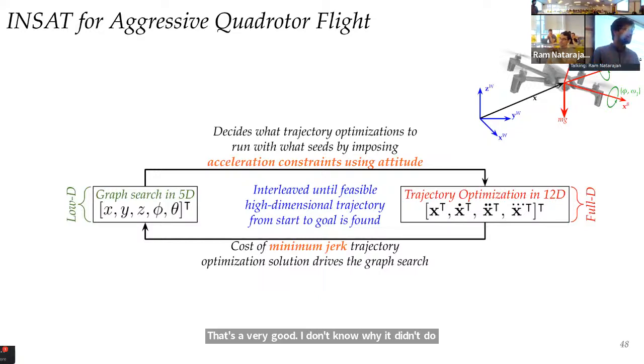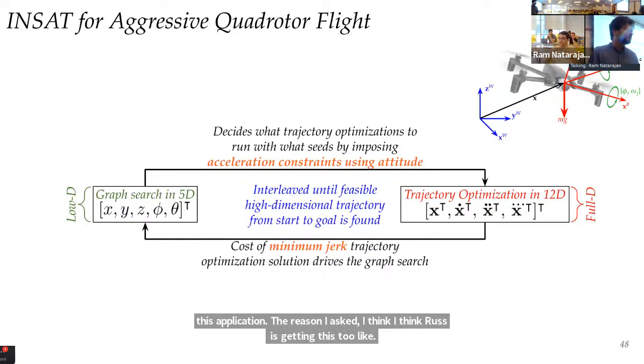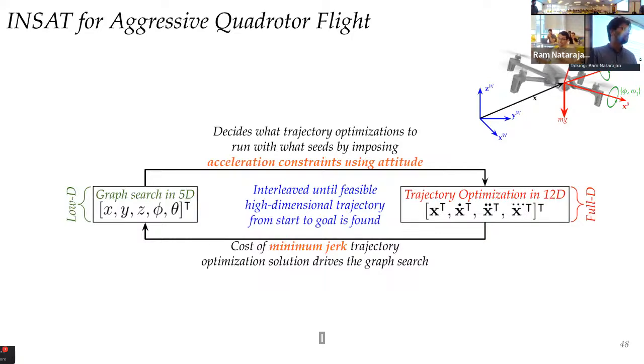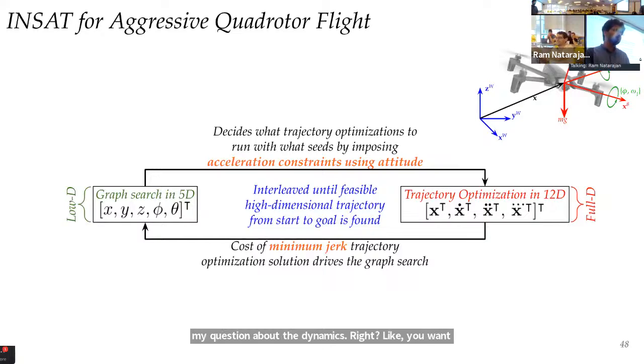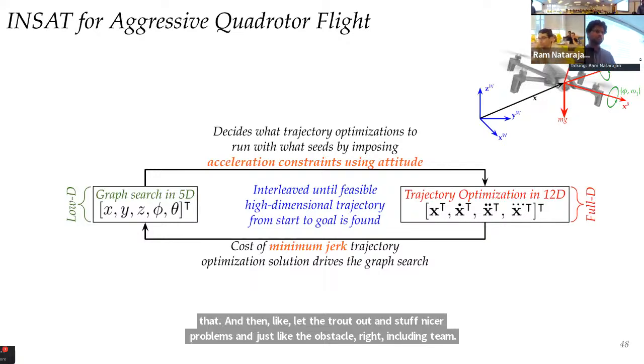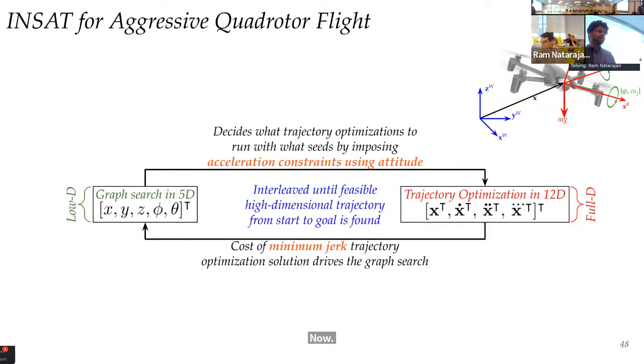The reason I asked, I think Russ was getting at this too: why I would use these graph search techniques and interleave them is to make the trajectory problem easier and convex. If you include the non-convexity in the graph search, T is the thing that makes the trajectory problem non-convex, just like the obstacles. This is similar to my question about the dynamics. You want to be moving the non-convex annoying stuff into the graph search because it's good at that, and let the trajectory stuff solve nicer problems. Including T in the graph search makes the trajectory problem convex. That's so true. The choices of where you draw the line are really critical. It's a design choice, but thinking deeply about where to stick what is important. This was definitely low hanging fruit. I don't know why I didn't do this.